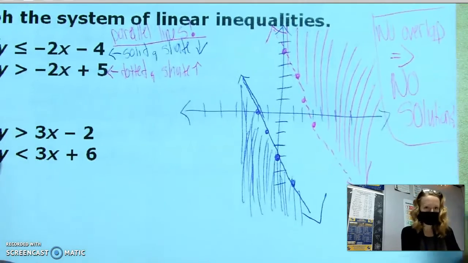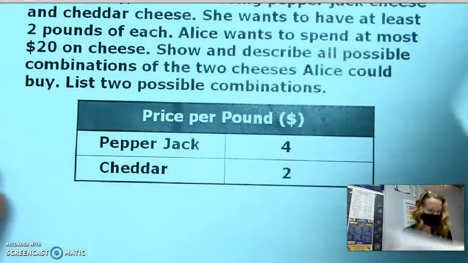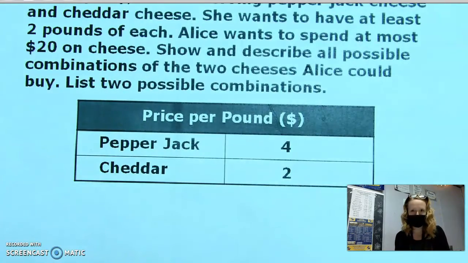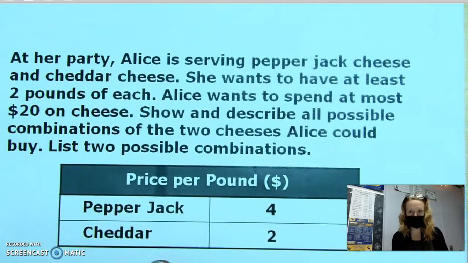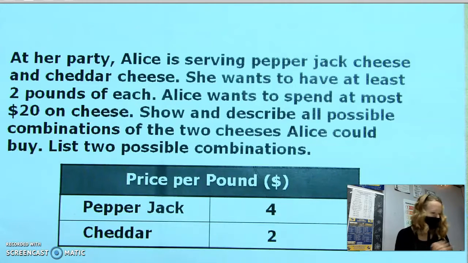Okay, one last thing I want to talk about with you guys is story problems. So let's talk about cheese, because everybody loves cheese. I like a good cheesy math joke too, so more than one type of cheese.